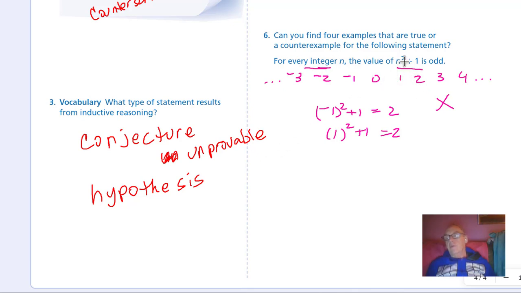Now if we did it for 2, we would get a 5. For 3, we get a 10. Here's another one. 3 squared would be 9. 9 plus 1 would be 10. 3 would be another one we could use as a counterexample. So it doesn't say we need to find 4 counterexamples, but we can pretty easily find at least 3 counterexamples. The negative 3 would be another one. 4 squared plus 1, that's going to work with the rule, but tons of counterexamples show why it doesn't work.